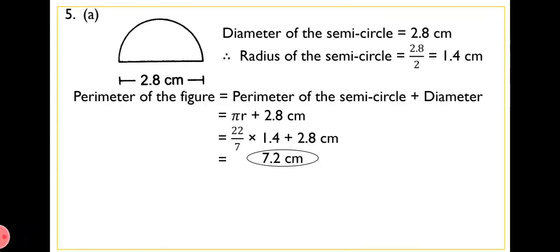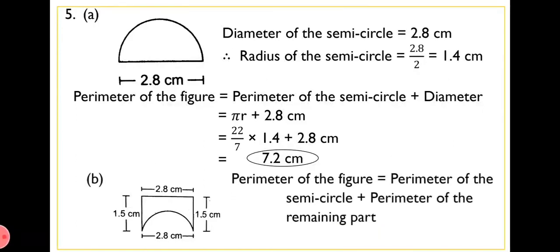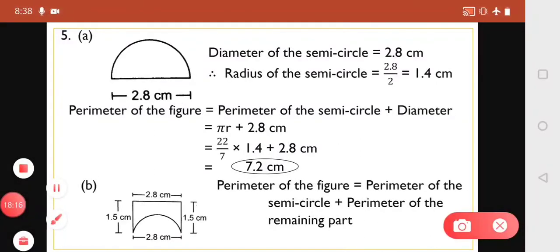Now figure B. You can see it is rectangular from three sides, and one side is semicircular. Now the diameter is given and all the remaining three sides are also given. So the perimeter of the figure is equal to the perimeter of the semicircle plus the perimeter of the remaining sides. Here you can see the perimeter is this semicircle plus these three sides. If we find the perimeter of the semicircle, and the remaining three sides' lengths are already given, we can find the perimeter of the figure.